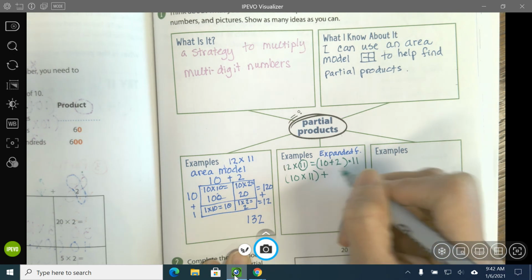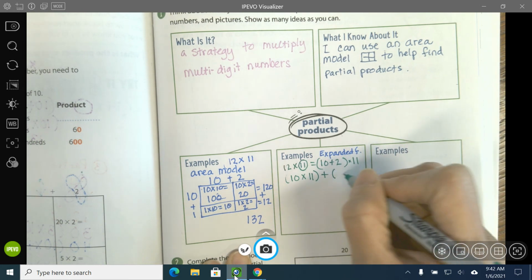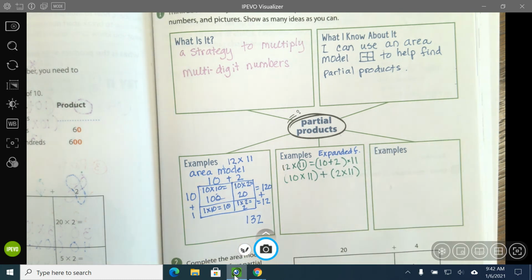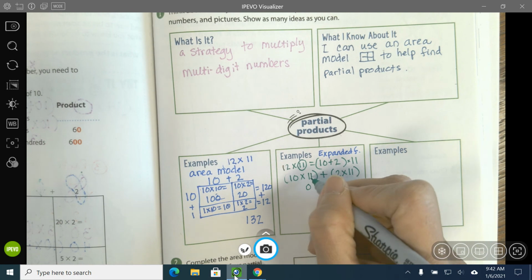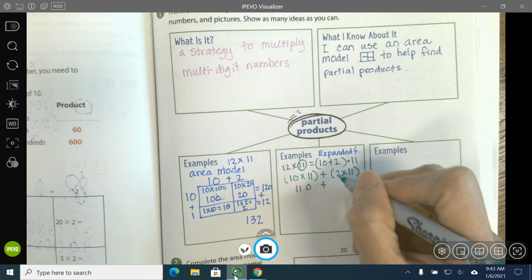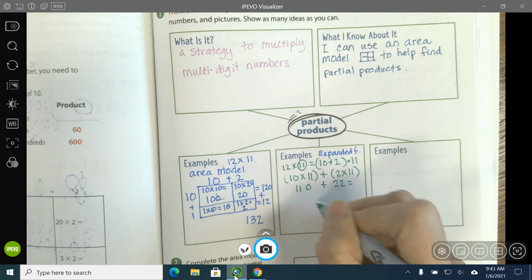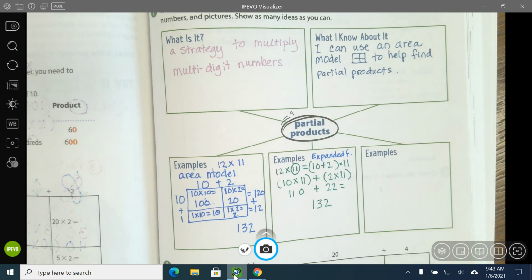Plus, don't forget, because this is 11 times both of these numbers, 2 times 11. Okay? So how many zeros do I see here? I see 1 zero. 11 times 1 is 11. Plus, 11 times 2 is 22. If I add these two numbers together, I still have 132. That's the second way of doing that.